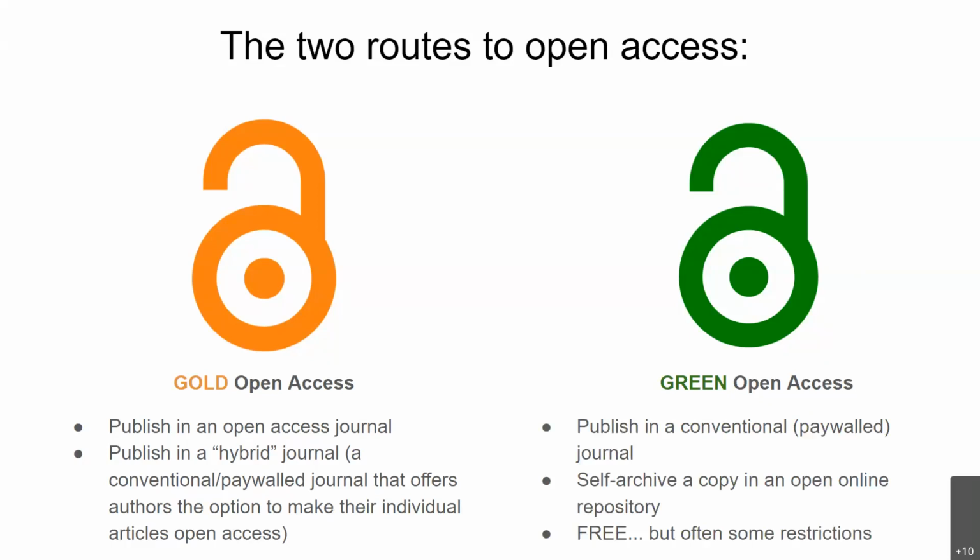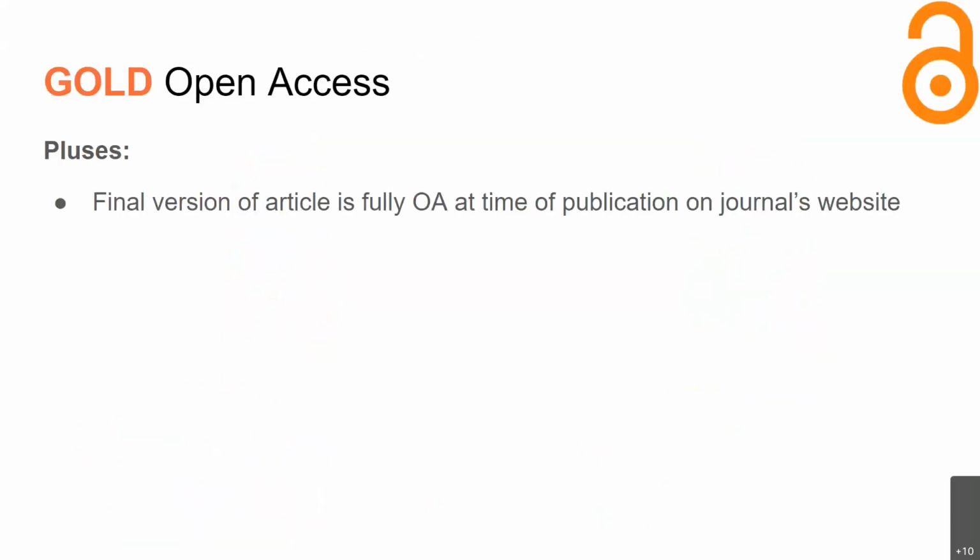So green is the other way. You can publish in that conventional paywall journal, and you can self-archive a copy in an open online repository, and this is free. So a lot of researchers will say, I need to publish in that prestigious journal because I need it for promotion or tenure or whatever, but I can't pay the fees for a hybrid open access. They can still publish in that journal if that's the journal they need to publish in, okay? They can archive a copy in a repository, and that's free.